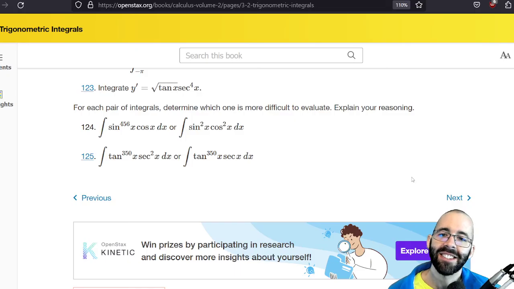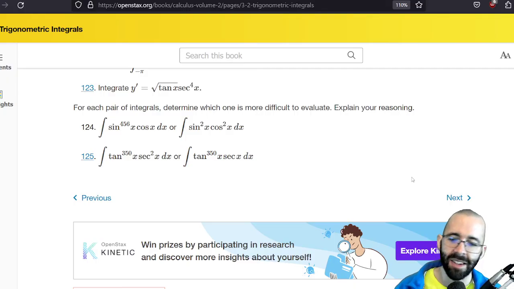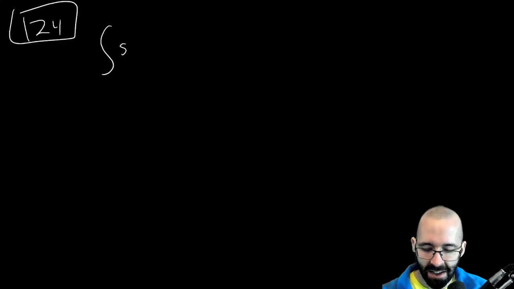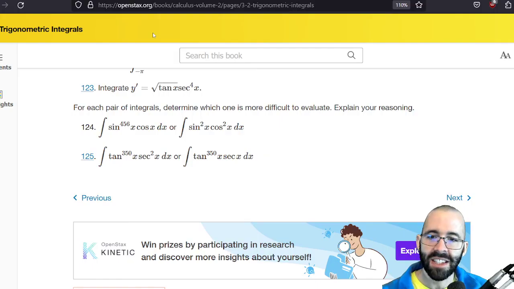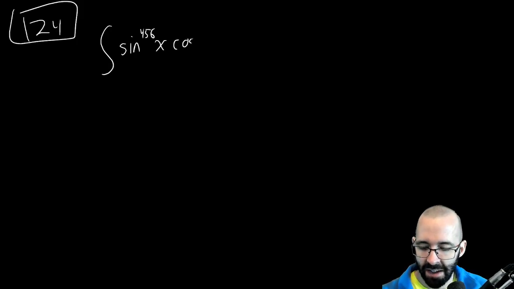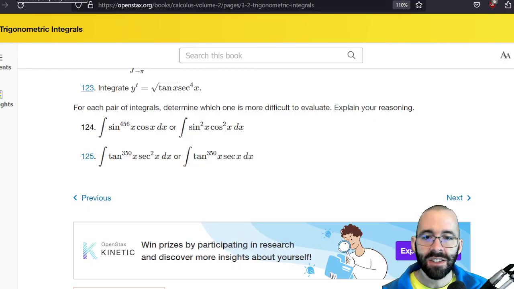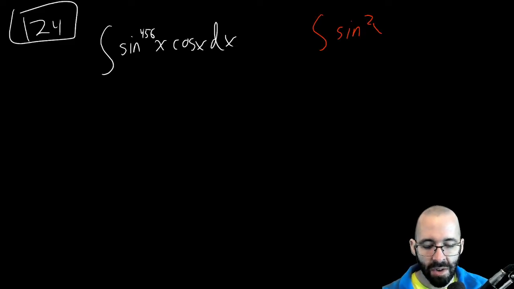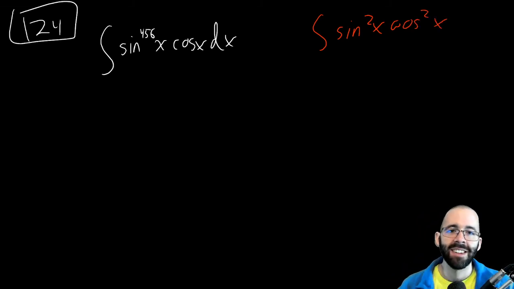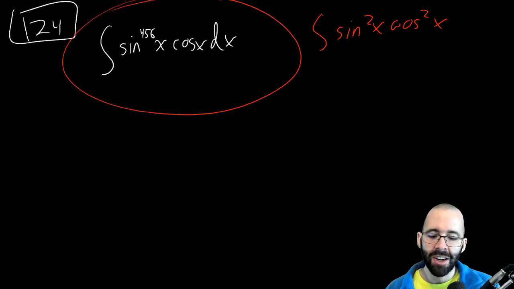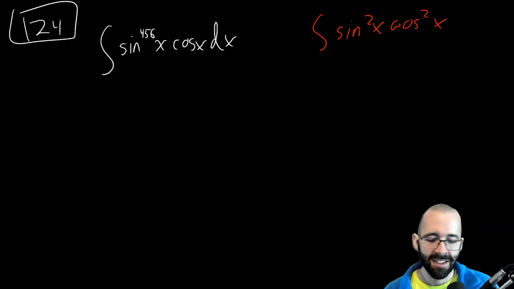Okay. This is kind of funny. We're not probably going to write anything down. No, let's write it down. Integral of sine to the 456 power x cosine of x dx. Or, wait, these are not equal. Or sine squared cosine squared. We've actually done the second one before. So the whole point of this is that even though this looks more complicated, it's really not.